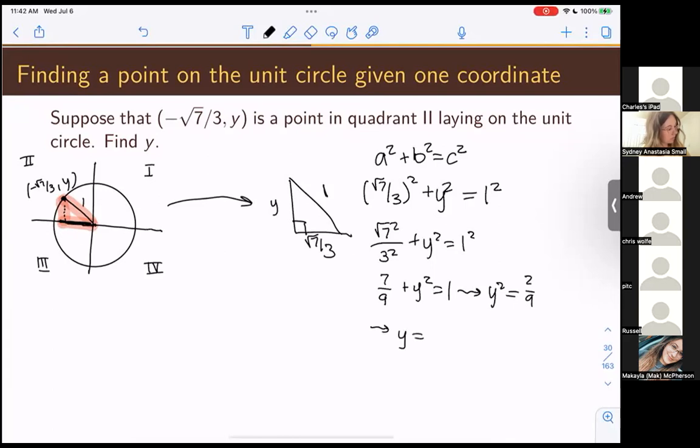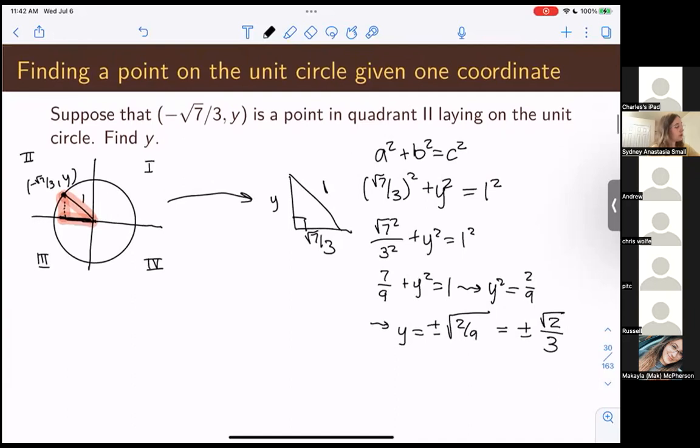Therefore, y is equal to the positive or negative square root of 2/9, which is just equal to the positive or negative square root of 2, because I have to leave the 2 alone, over 3. We can take the square root of 9, and the denominator of that is just 3. Now we have to think about, because we know it's in quadrant 2, is it the positive square root of 2 over 3, or the negative square root of 2 over 3? Which one is it, and why?